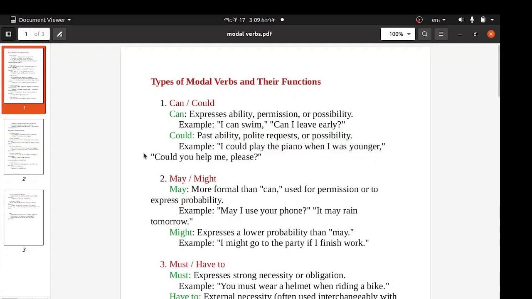The second example, could you help me please? This is a polite request, a polite request to help.